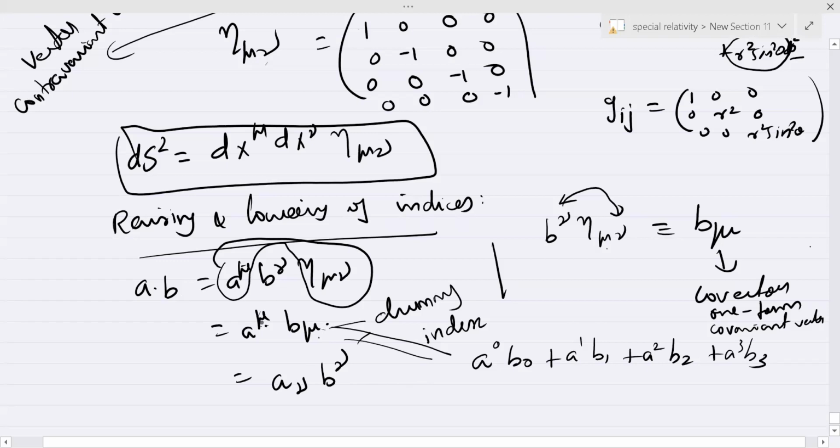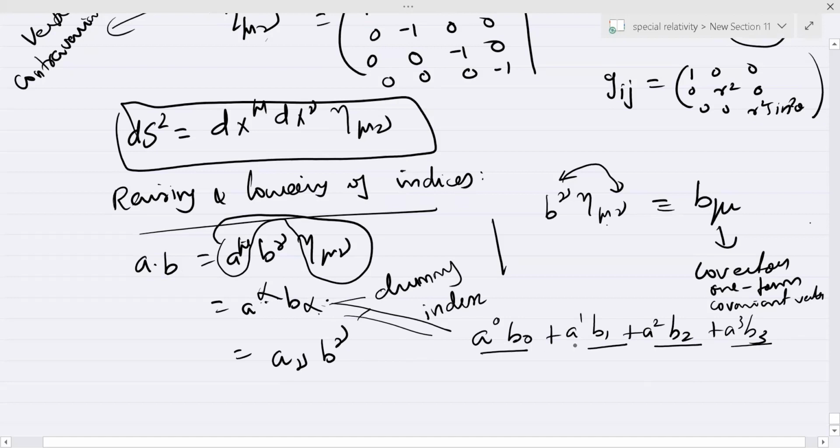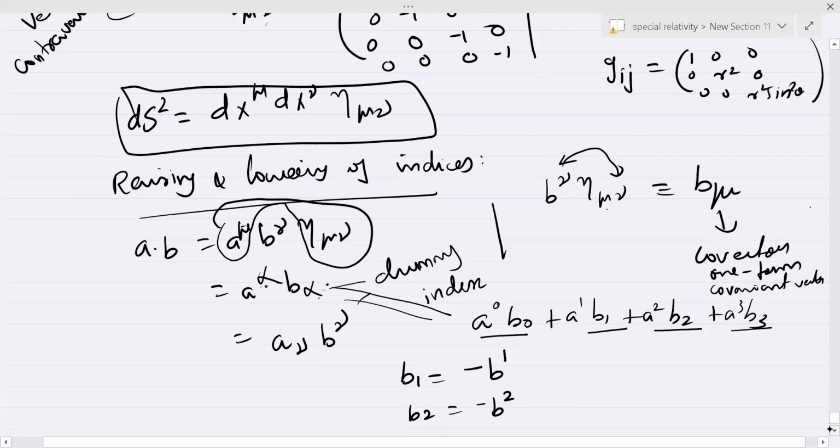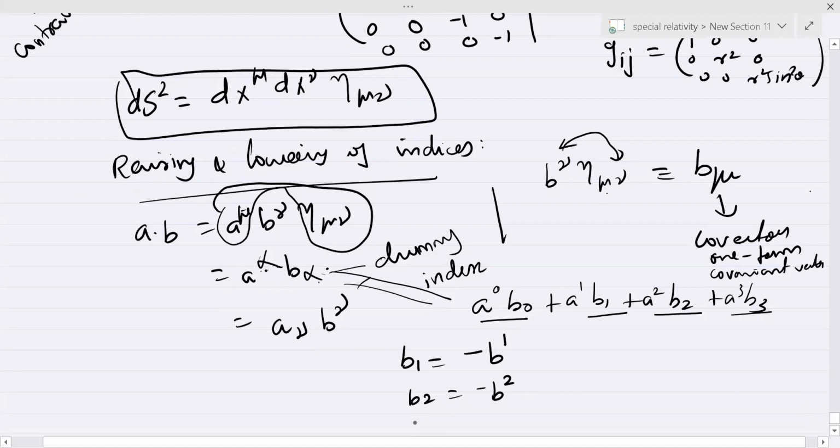It doesn't matter if you change two dummy indices at the same time. We have got mu here, and it's okay if you write alpha and alpha because it's the same thing. If you expand this also, you again get a0 b0 plus a1 b1 plus a2 b2 plus a3 b3. And the metric tells us that b1 is equal to minus b1, b2 is equal to minus b2, and b3 is equal to minus b3.